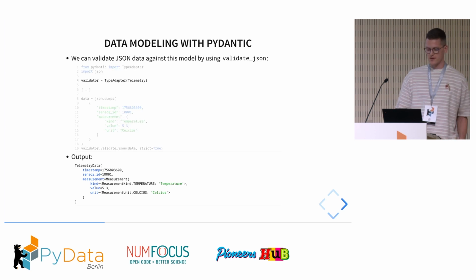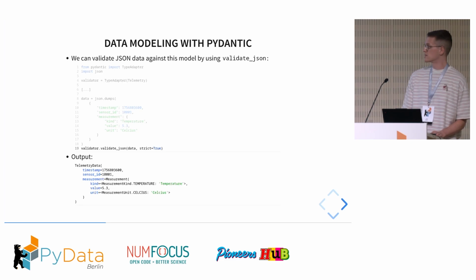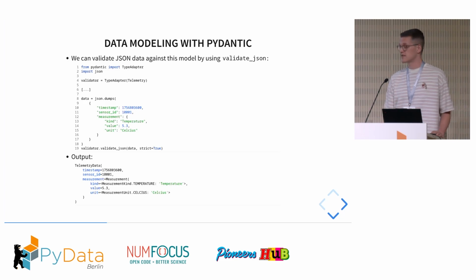So we first define the type adapter, which is basically the tool that we want to use to validate our data. We just call validate JSON on our JSON data, which is a string. And then the output is basically a Pydantic model, and we can just access this with the typical attribute accessors. So we don't have to do dictionary accessing style, and this is much more user-friendly. It's more readable in many ways too.